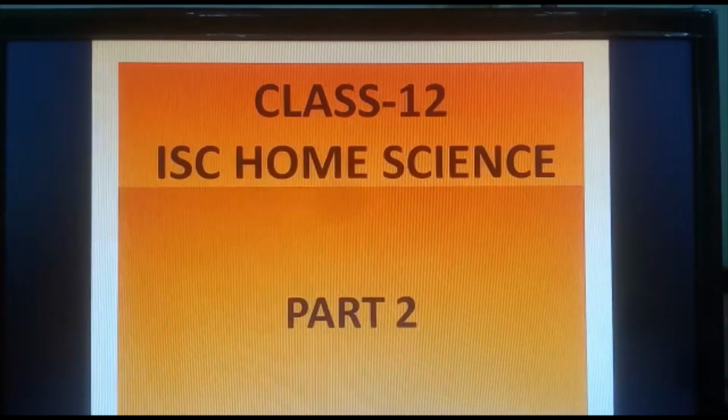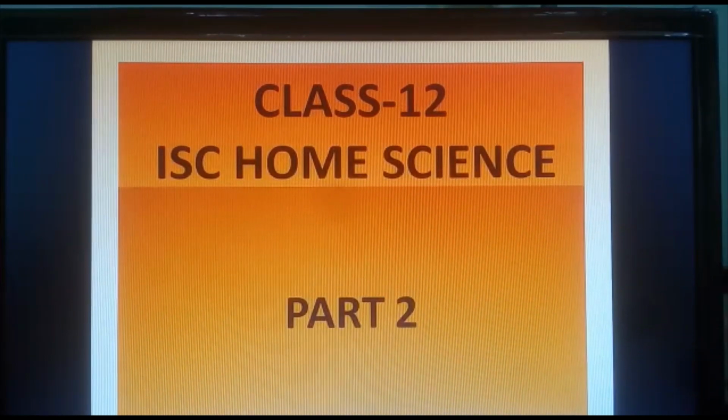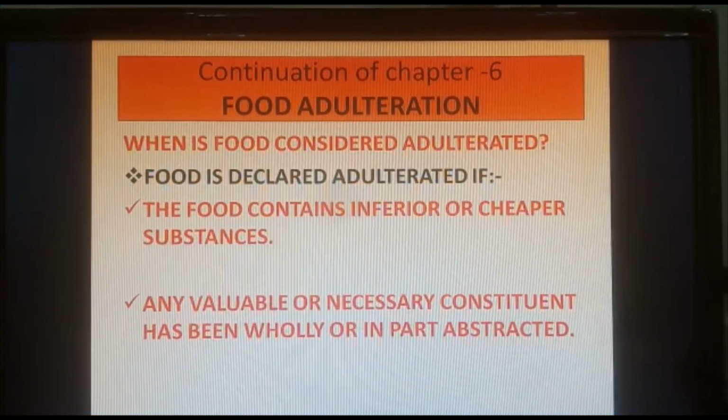This video is the continuation of chapter 6, food adulteration. In the previous video I discussed what is food adulteration, meaning of adulterants, types of food adulteration, that is intentional adulteration, incidental adulteration, and metallic adulteration with example.